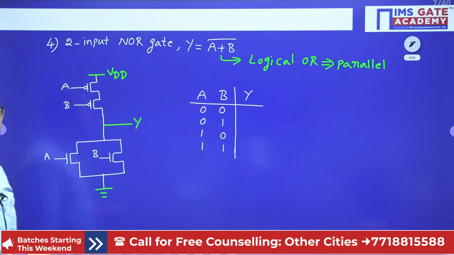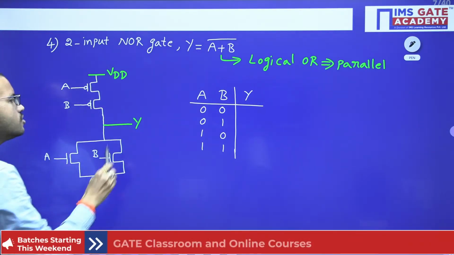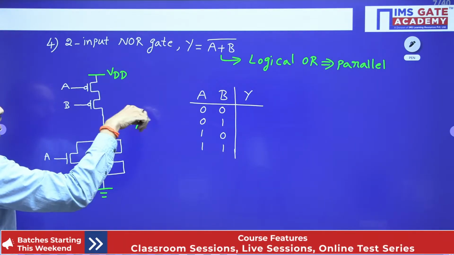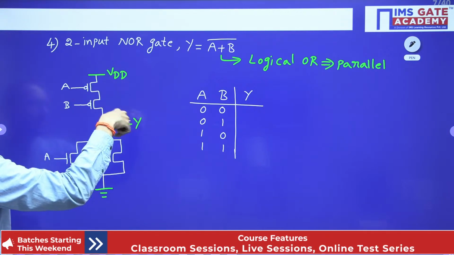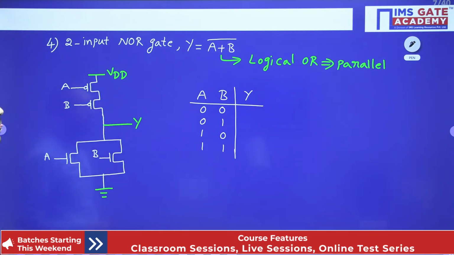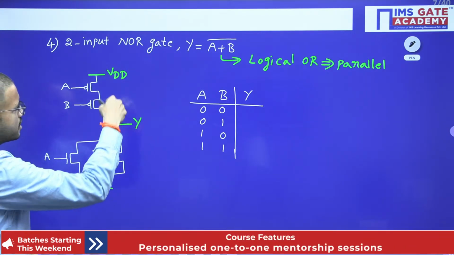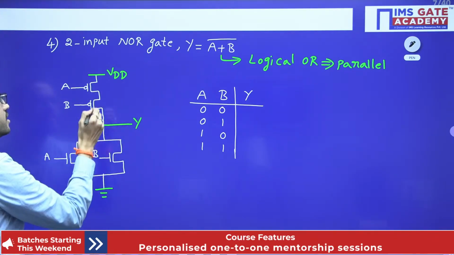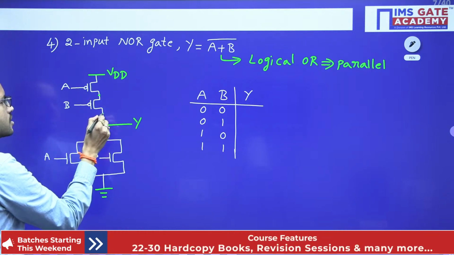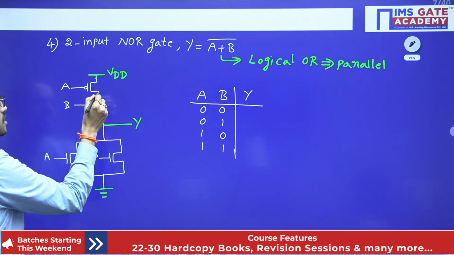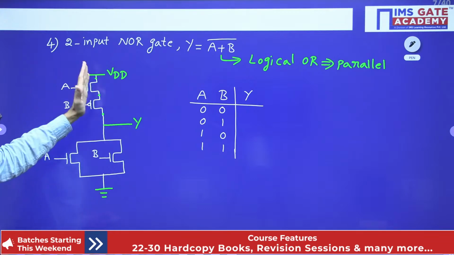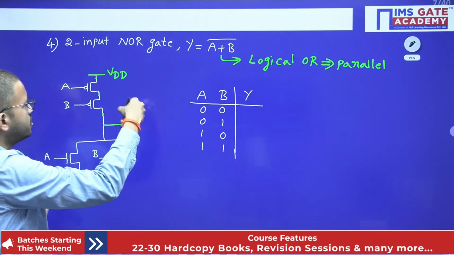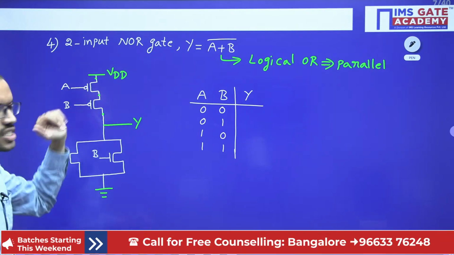Now tell me, output will be connected to VDD. What is the condition? In which combinations will output be connected to VDD? See, you are having the path like this. If you want to connect output to VDD, then these two PMOS transistors have to be on. Output will be connected to VDD if both the PMOS transistors are on.